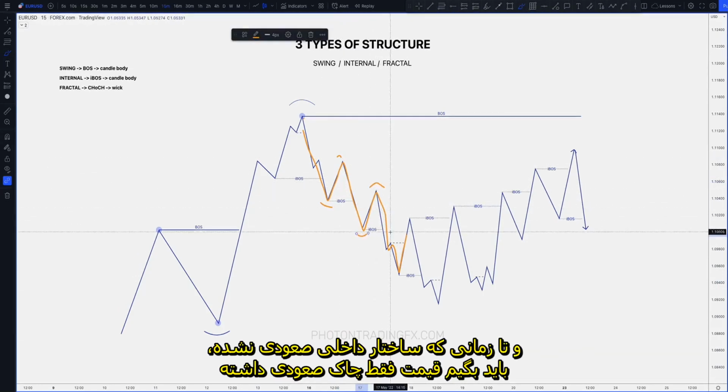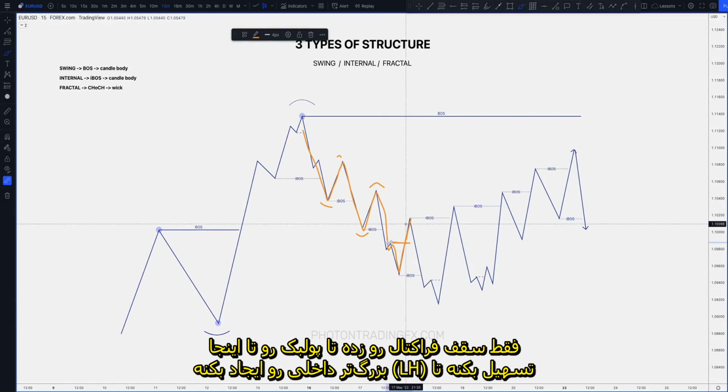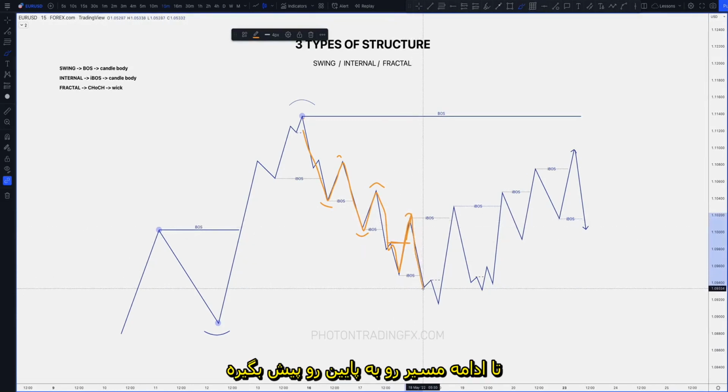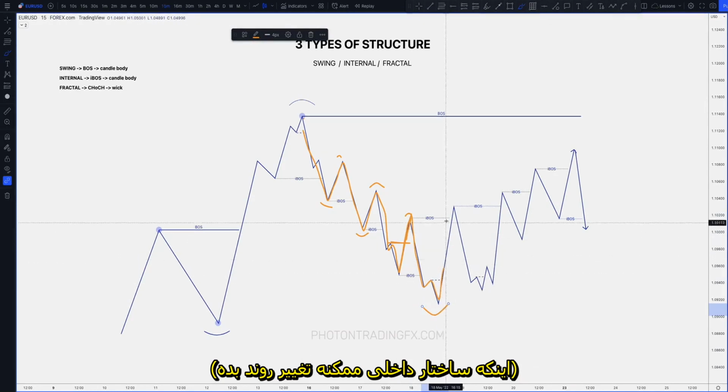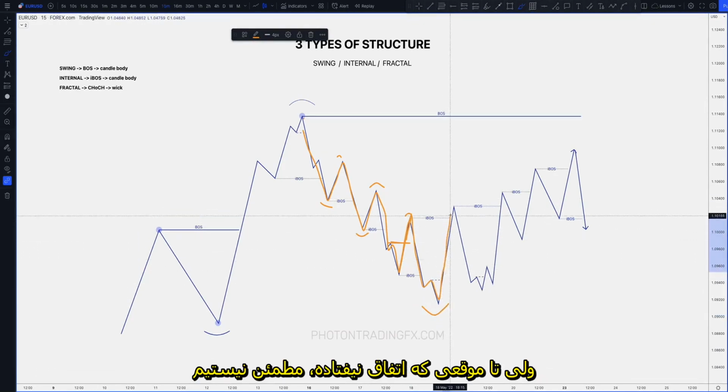And until that internal structure switches bullish, we have to anticipate that price may have only had a bullish change of character. It may only have broken that fractal high just to facilitate that pullback up to here, to then form that larger internal lower high to then continue to the downside. So again, we can use that bullish change of character here when it breaks the fractal high as our first sign that that high-low may be shifting, that the internal structure may change, but we don't know that until it actually happens.